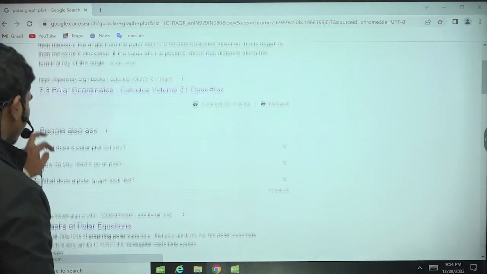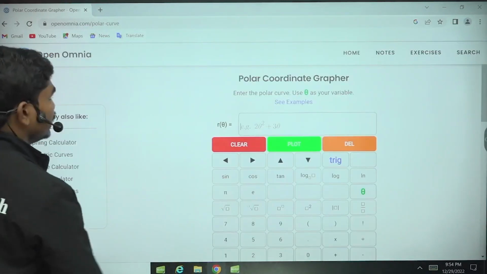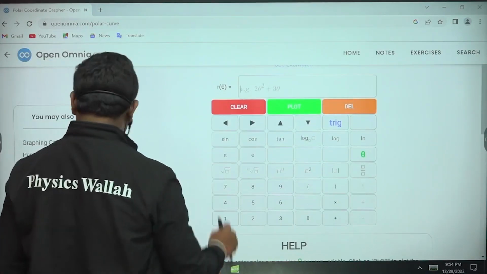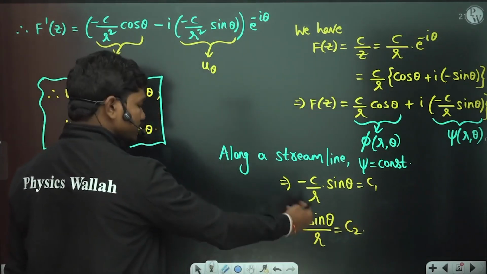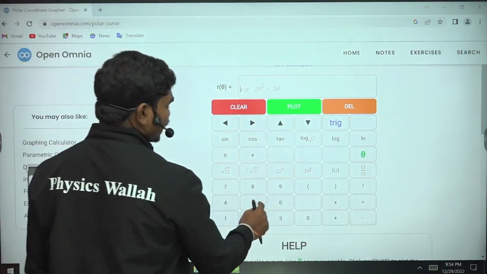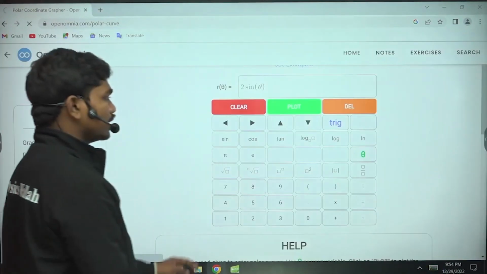Yes, this is what I think we have seen. So open Omnia. Here, for example, r is equal to sin theta by c2, so 1 by c2 is some constant. For example, say 2 sin theta. If you plot this, you will get a circle something like this.